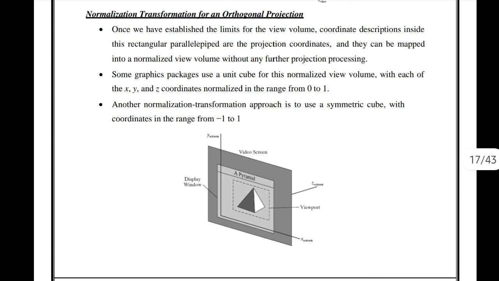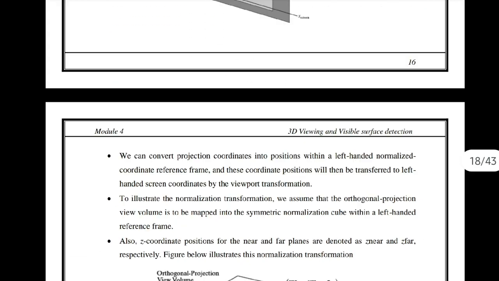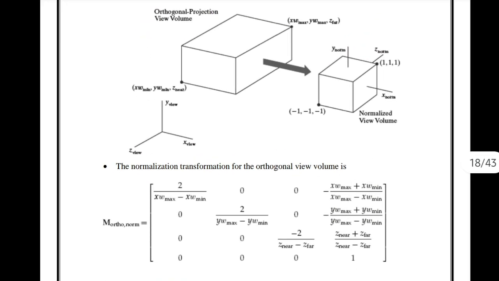Normalization means fitting a bigger picture into a smaller device. You will be able to see it by using the ratios. It should be between -1 and +1. Next, finally draw this diagram and write these matrix values.